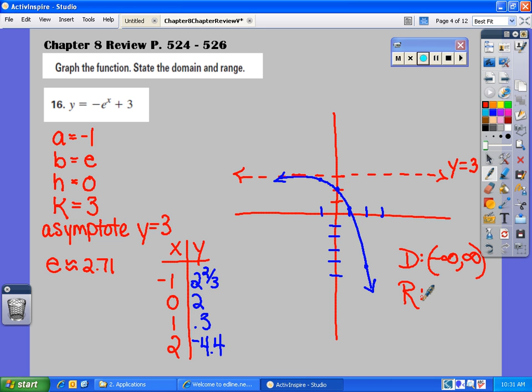Our range, remember, we always go least to greatest. It's always going to include the asymptote, but the asymptote may not be the first value. In this case, we're going lowest value, -infinity, all the way up to the asymptote of 3. And we already identified the asymptote over here.